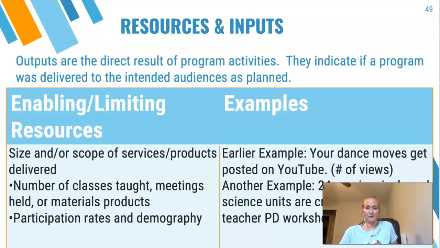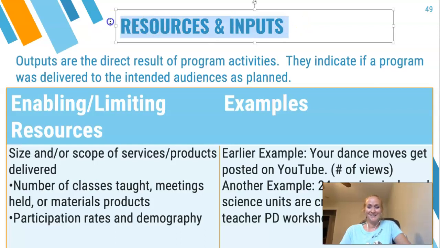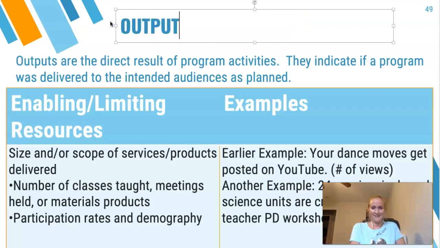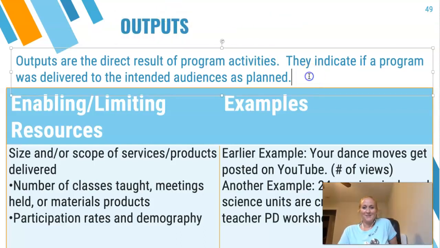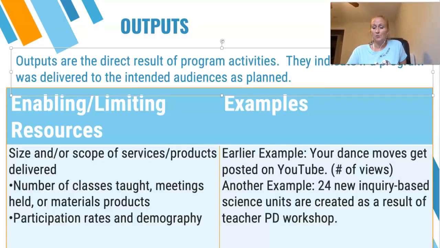So when we talk about outputs, again, we want to think about, that should say outputs, right? Outputs, I will quickly fix that. There we go. When we talk about outputs, outputs are the direct result of program activities. So they indicate if a program was delivered and if it actually went to the intended audience as planned. So this is your evidence. This is how you justify what you did.